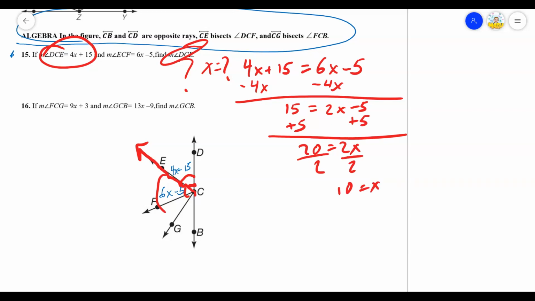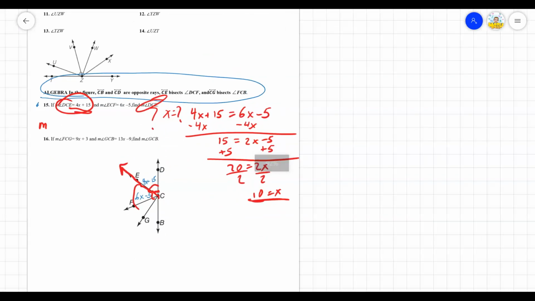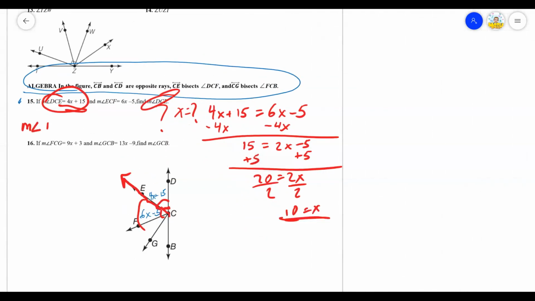Next step now is tell me what the measure of angle DCE is. That's the final answer here. What is DCE? If x is 10 and we know DCE is 4x plus 15, tell me what angle DCE equals. Measure of angle DCE. What does that equal?